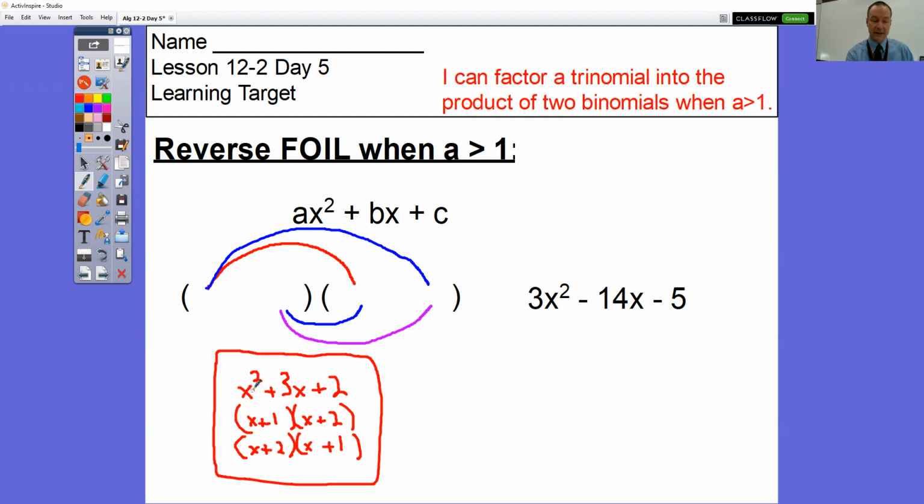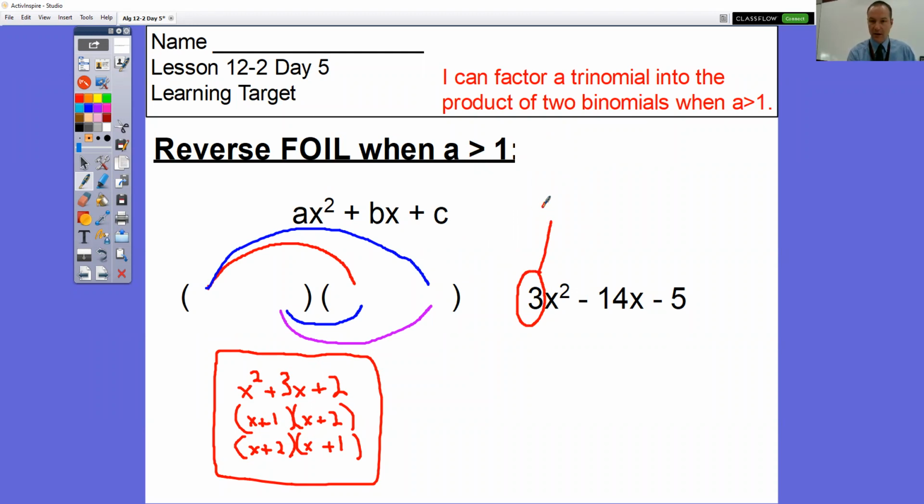So when we had an example like x squared plus 3x plus 2, we were doing what times what is 2, that adds up to 3. So you could put your plus 1 and your plus 2, either way. Both of these answers would be perfectly acceptable. The order didn't matter. Today, because our A term is not going to be 1, all of your answers have an A term that's greater than 1 today.